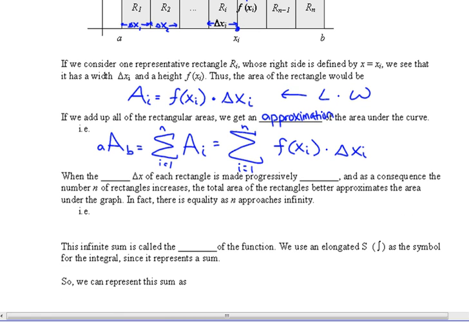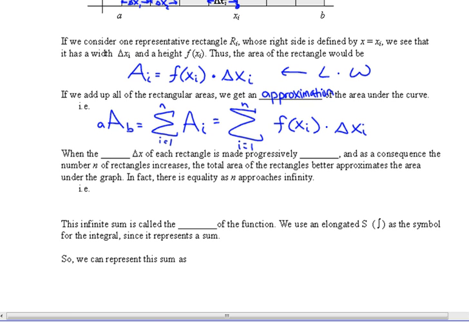Remember this symbol? Have you seen it before? Yes, the summation formula. Do you still use it in sequences and series in grade 11? No? Grade 12? We did it this year, right? Sequences last year? Yeah, great.